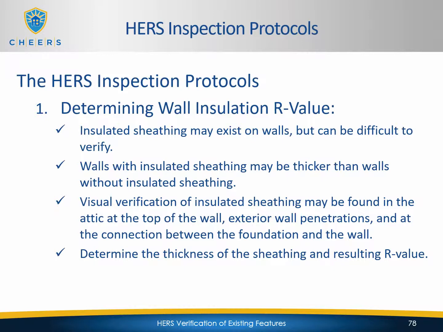Insulated sheathing may exist on walls but can be difficult to verify. Walls with insulated sheathing may be thicker than walls without insulated sheathing. Visual verification of insulated sheathing may be found in the attic at the top of the wall, exterior wall penetrations, and at the connection between the foundation and the wall. You want to determine the thickness of the sheathing and the resulting R value.